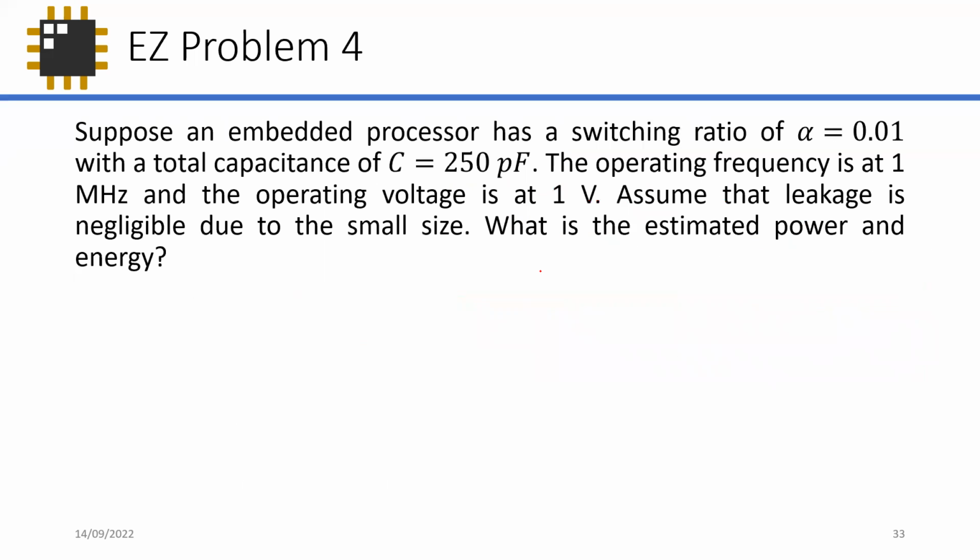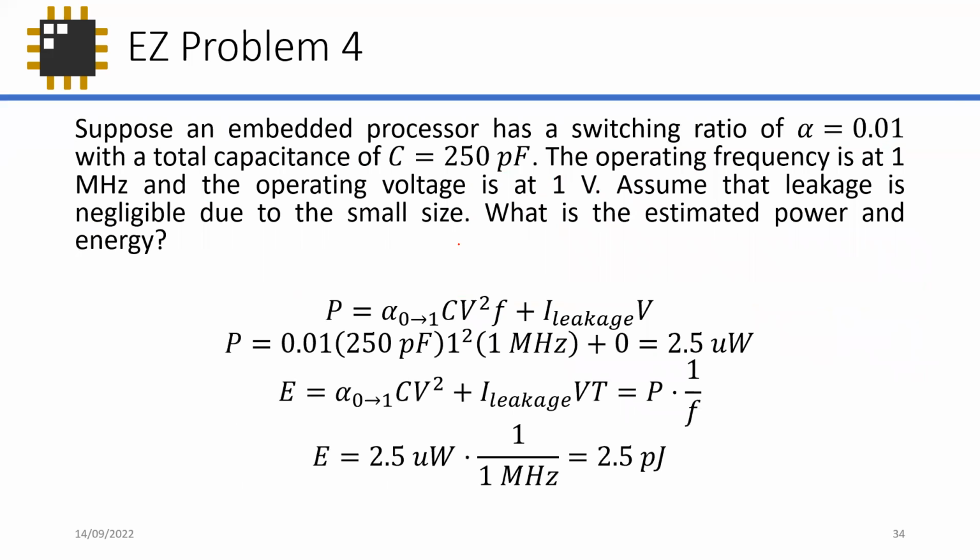Okay, so very quickly, suppose an embedded processor has a switching ratio of 0.01 with a total capacitance of 250 picofarads. Let's say you had some tool that was able to measure it. The operating frequency is 1 megahertz and the operating voltage is 1 volt. Assume that leakage is negligible due to small size only. Usually leakage starts to become a problem when we have big circuits. But if it's small, you don't care. What is the estimated power and energy?